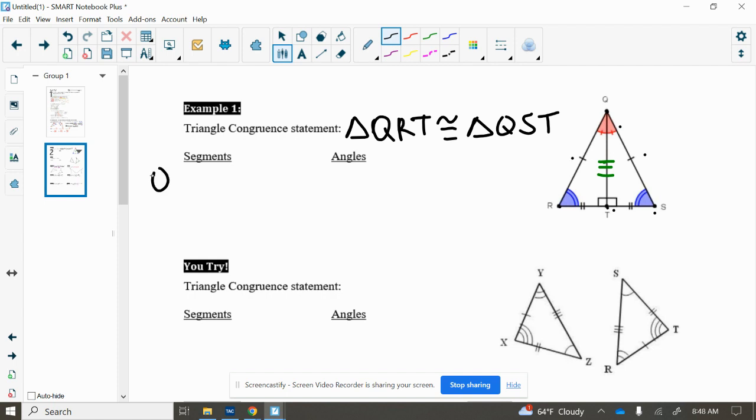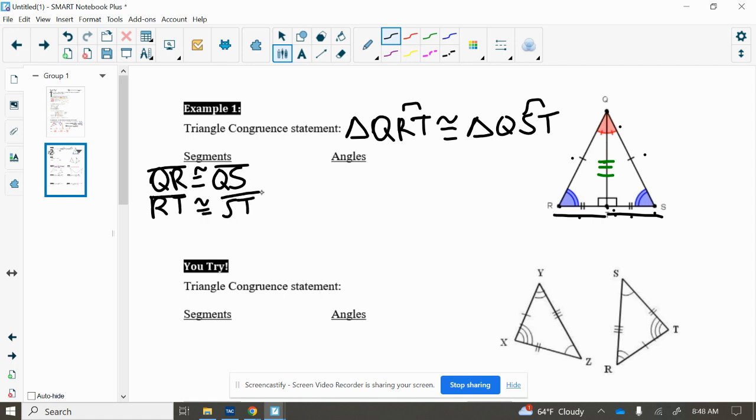Now, as far as the segments that are congruent to each other, the 1 tick mark segment on the left was Q to R, and then the segment on the right would be Q to S. With 2 tick marks, we have R to T, and that's the same thing as S to T. And again, we could also look here, RT, ST, those lined up. So we would say RT is congruent to ST.